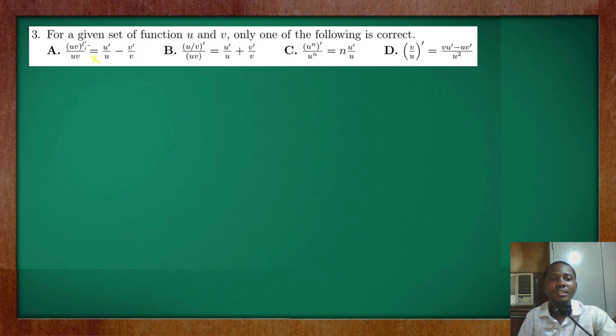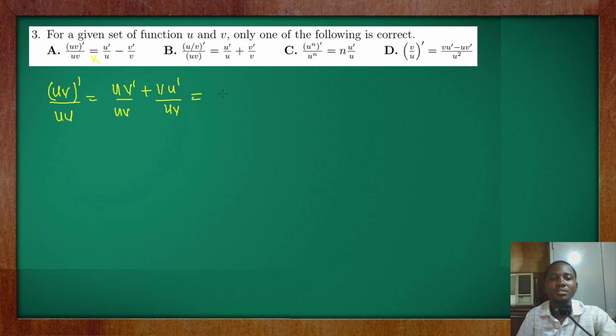In this question, it said, for a given set of functions u and v, only one of the following is correct. Alright, so if you check the first option, we are given (uv)' over uv. Alright, so what is your (uv)'? If you apply your product rule, you're going to have u v prime plus v u prime, divided by uv, then this one divided by uv.